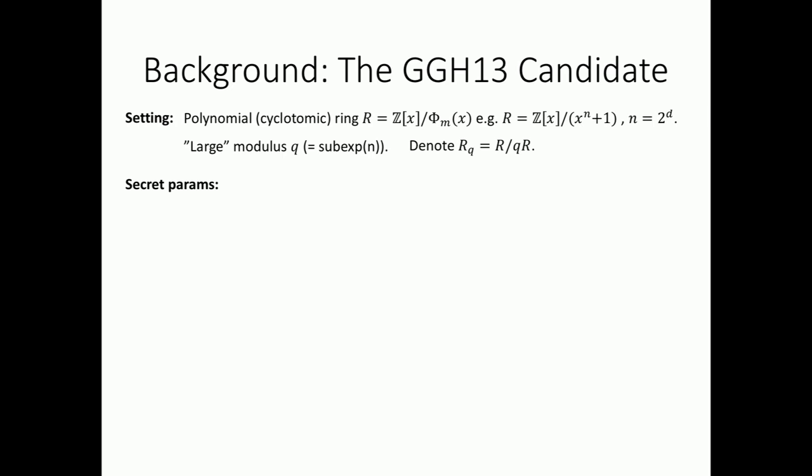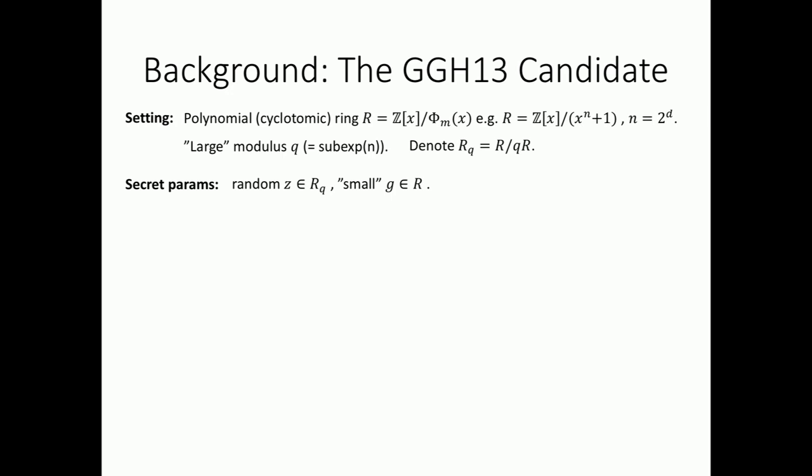Now, how do we generate the parameters for the scheme? There's going to be this value z, which is just random in R_Q. So it's a polynomial of degree n minus 1, where all the coefficients are just random modulo Q. So this is one secret parameter. The other secret parameter is a small polynomial g.